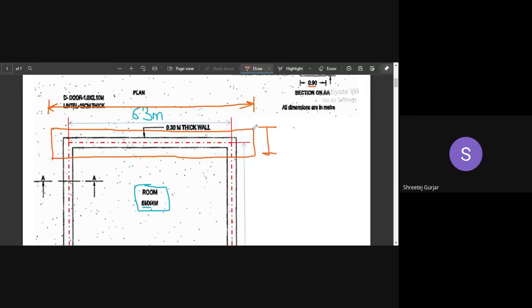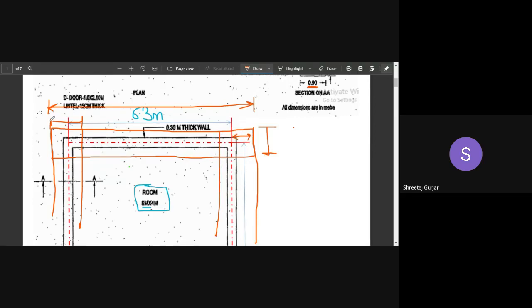It will be 6.3 plus half of this. Why? Because this PCC bed will be going this way, same for the short wall also. This is half. This is 0.9, which is the width of your PCC bed, meaning half is 0.45. Similarly, from the center line, this part and this part are 0.45.